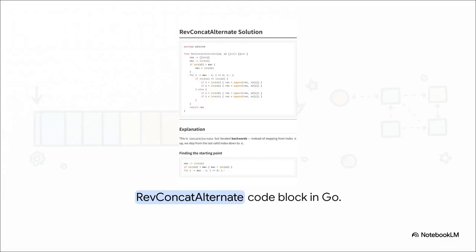Okay, take a look at the complete RevConcatAlternate code block right here in Go. If you spend a lot of time manipulating slices, you're probably looking at the variables in the loop and thinking, hey, this is essentially just a standard concat-alternate function. And you'd be absolutely right. But instead of iterating forward from index 0, this whole thing is specifically wired up to iterate completely backwards.